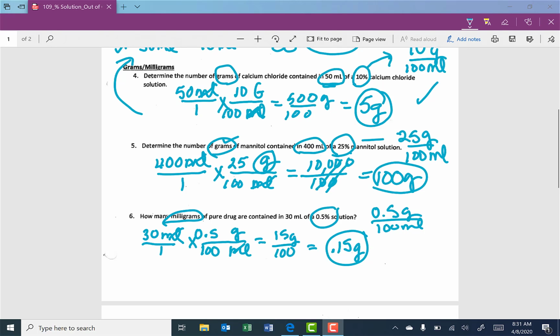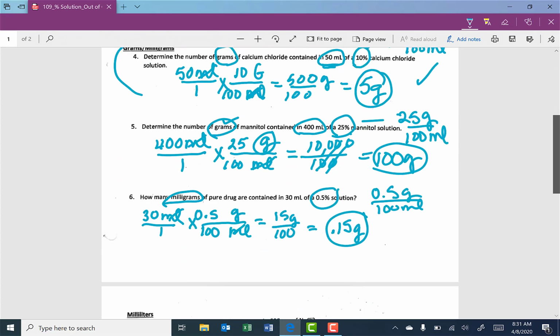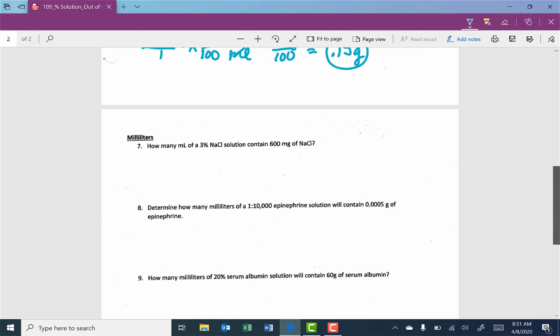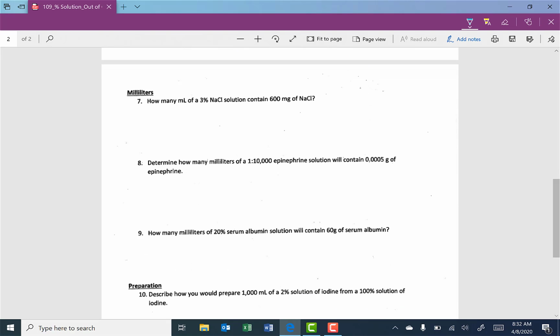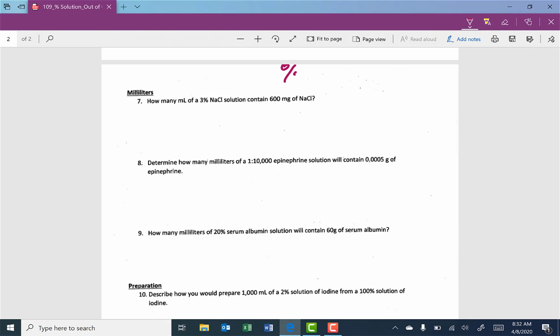This is part 2 of the percent solution video that I've created for Math 109, hoping to give you a little bit better understanding of how to do percent solutions. We're going to look at number 7, and number 7 states, remember, again, I can't say it enough, percent solution. When you see percent solution, you know that you are talking about grams over milliliters, okay? That's how you have to express your percent.